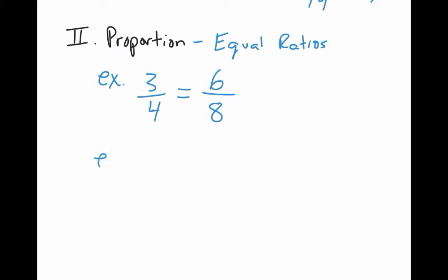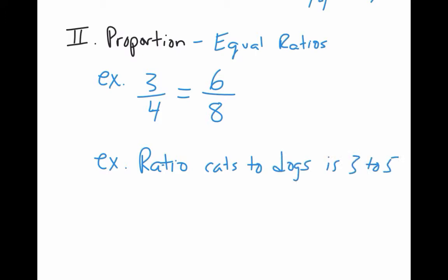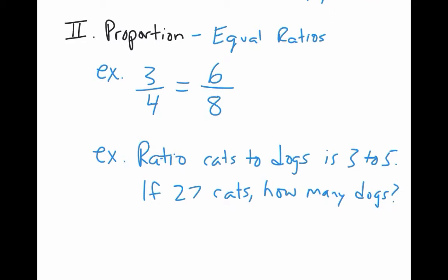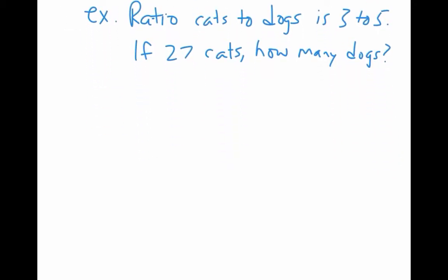So if you were to do something like, the ratio of cats to dogs is 3 to 5. If there are 27 cats, how many dogs? So the ratio of cats to dogs is 3 to 5. If there's 27 cats, then how many dogs? When you get something like this where there's 4 numbers total, they give you 3 of the 4, and you're solving for it, please set up a proportion.